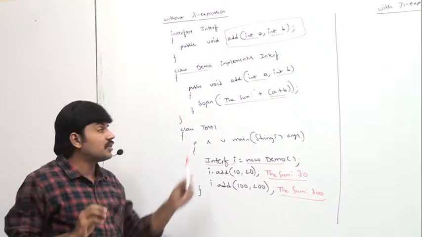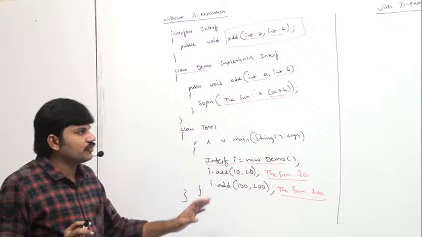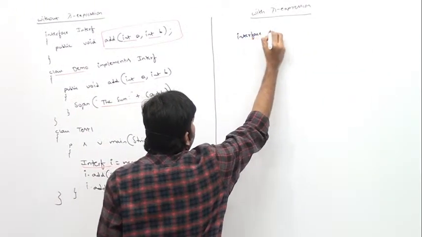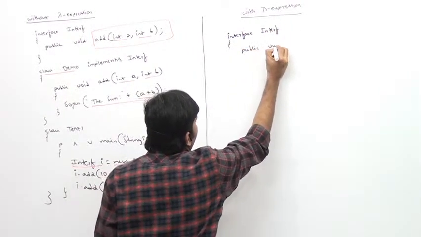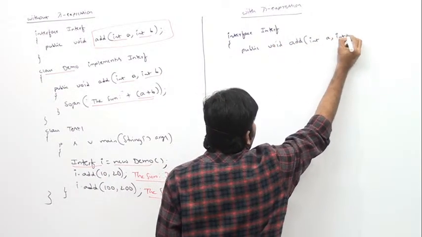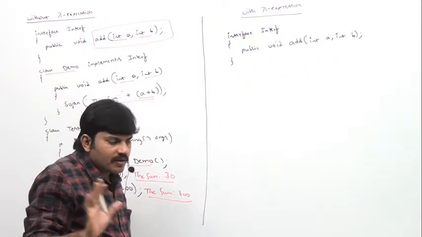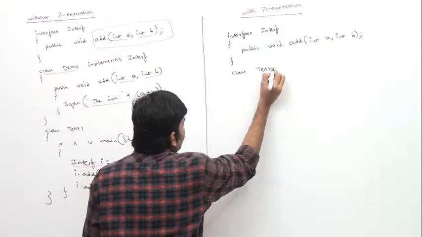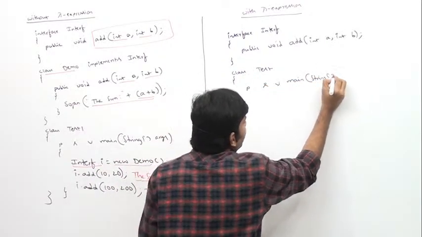I don't want to use this traditional old approach. I want to go with the lambda expression. How can I do that? Let me rewrite once again. What is my interface? Interface Interf. How many methods does this interface contain? One method, public void add(int a, int b). Sir, I am not required to take any separate implementation class. Now class Test, public static void main(String[] args).